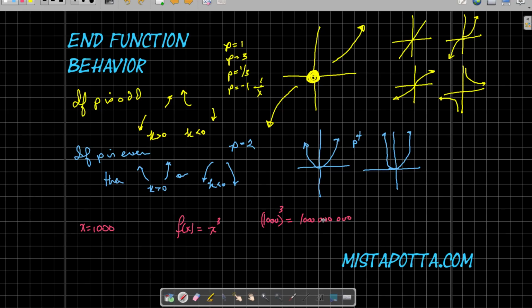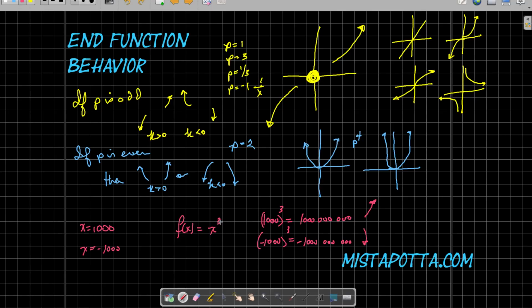So in other words, 1 billion. And of course, this is positive, so this is really shooting up into the stratosphere. And if I look to see what happens when x equals negative 1,000, if I take a look at negative 1,000 cubed, then of course, negative cubed is negative times negative times negative, so my result's going to be negative. And it's going to be 1,000 times 1,000 times 1,000, so it's going to be really going down. So I notice that for large x values in magnitude, if it's positive, it's going up. If it's negative, it's going down.